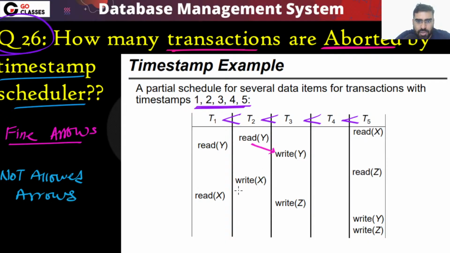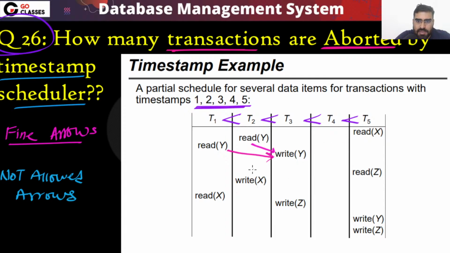What are the not allowed arrows? You can see this is definitely not allowed. But what is the first thing that will roll back? This is allowed. This is all allowed. Always go step by step. Remember, you must always go step by step. So this is also fine.